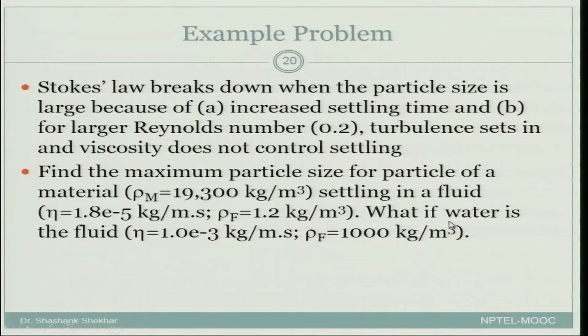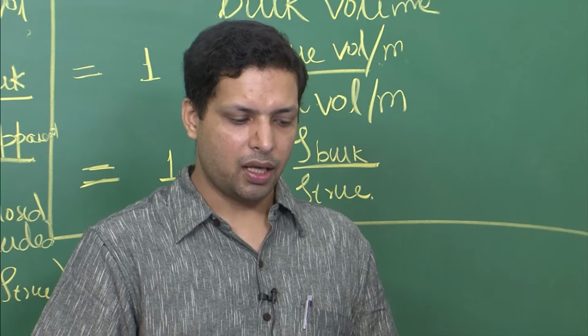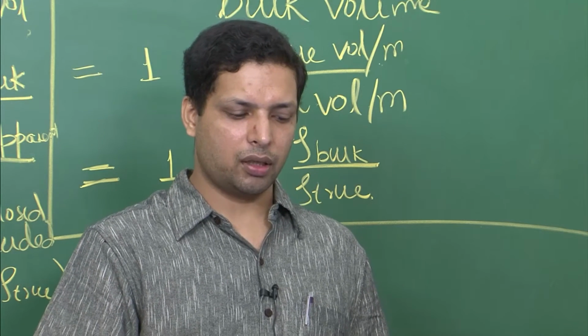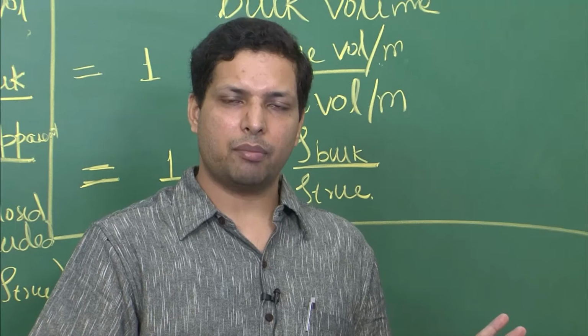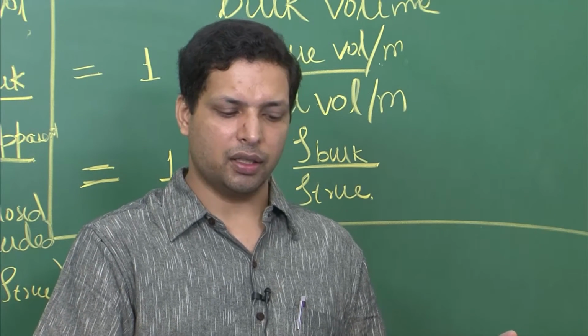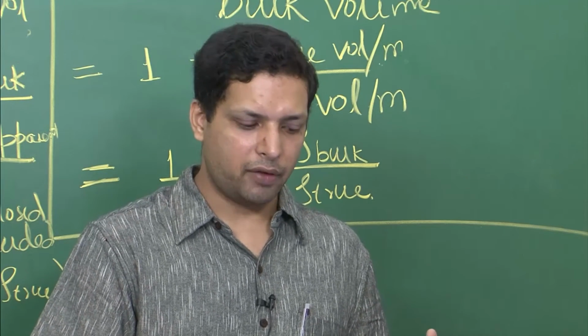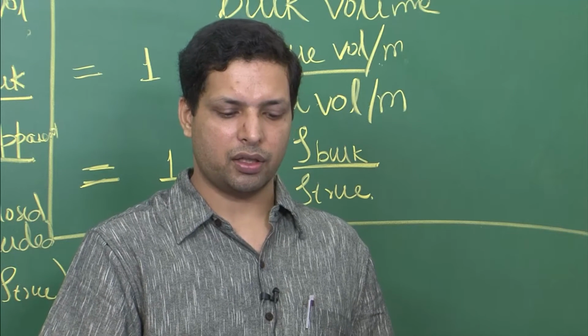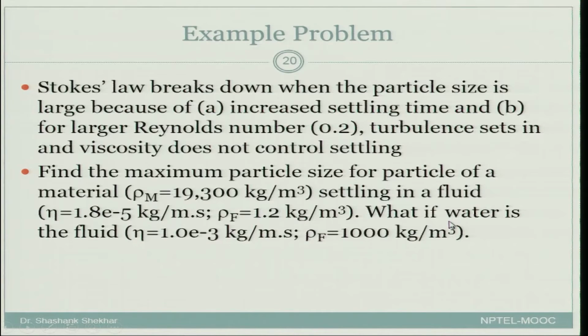On the other extreme, there is also an upper limit to the particle size, and that is determined by the Reynolds number. When the particle size becomes larger and larger, turbulence sets in, and when turbulence sets in, the Reynolds number increases. That happens at approximately a Reynolds number of 0.2. So let us say the Reynolds number is given as 0.2. You are asked to find the maximum particle size for particles of a material whose rho m is given, and it is settling in a fluid.